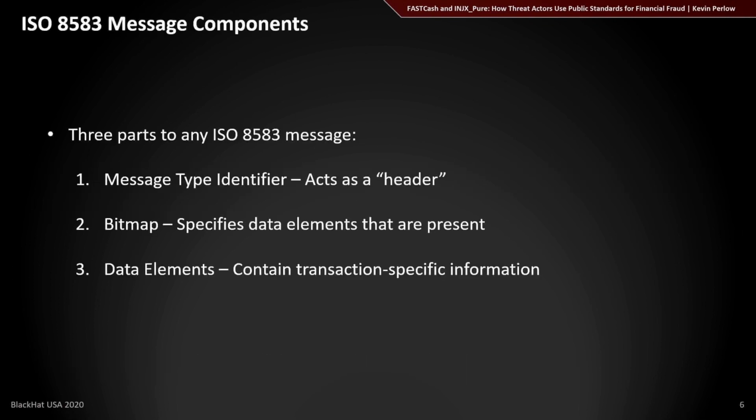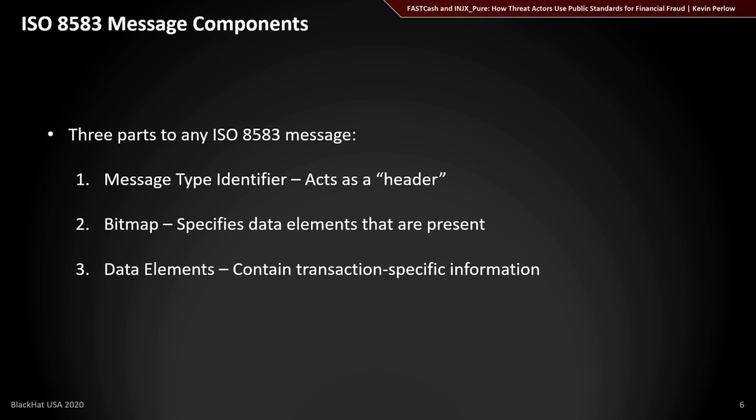So just breaking this down into a couple of different parts, there are three parts to one of these messages. There's a message type identifier, which you can think of as sort of a file header or message header, and that has some metadata about what type of message something is. There is a bitmap, which will indicate what fields are present in one of these messages, and then there are the data elements, which are those fields.